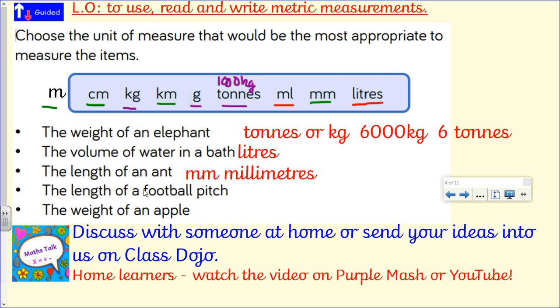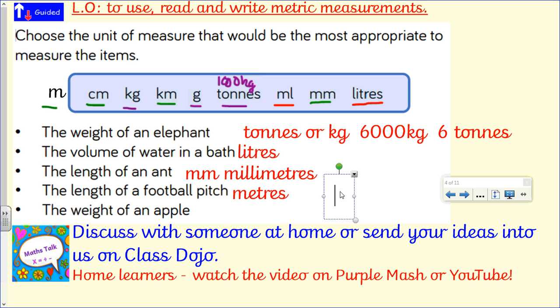The length of a football pitch. So this is why I added on meters. You wouldn't measure the length of a football pitch in kilometers. It would be completely mad to measure it in centimeters. You've got to go with meters. I think it's about 90 meters. I feel like that's ringing a bell to me somewhere, about 90 meters.